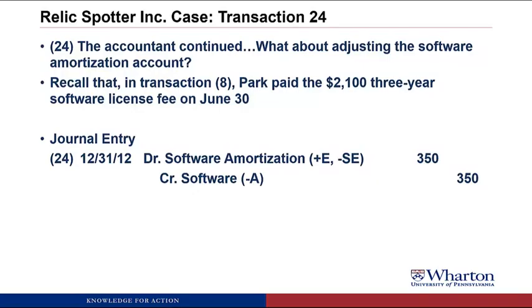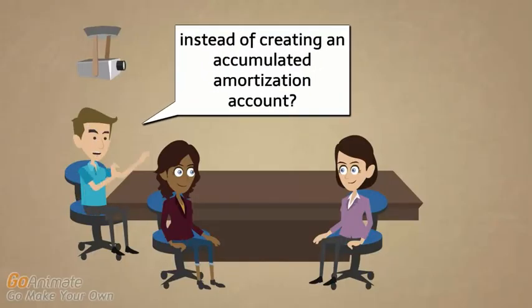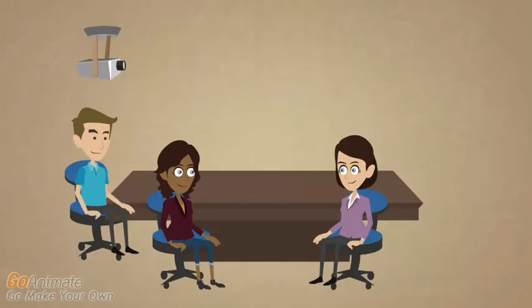Where does the $350 come from? Well, we paid $2,100 for a 3-year license, so that's $700 per year of amortization. It hasn't been a full year, so we take half a year of that to get $350. Wait, why do you reduce the software account directly instead of creating an accumulated amortization account? Yeah, as I mentioned in a prior video, the historical tradition is that for amortization, you just reduce the intangible asset account directly instead of creating a separate accumulated amortization account.